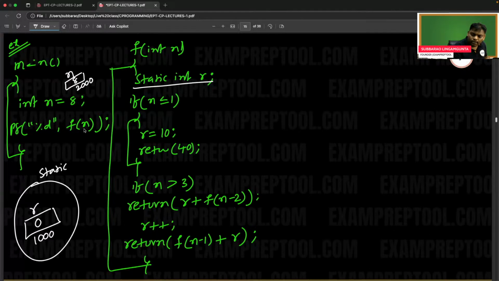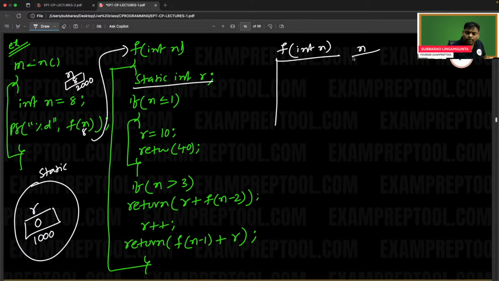So f of 8, 8 is going. Now let me run the recursive program. In int n, memory will be allocated because it is not a static variable. It is a normal variable, so memory is allocated at running time. 8 is there, and the address is some other address, maybe 3000. So f of 8 is received by int n, and 8 is kept in it. Address 3000. Now see the first line.